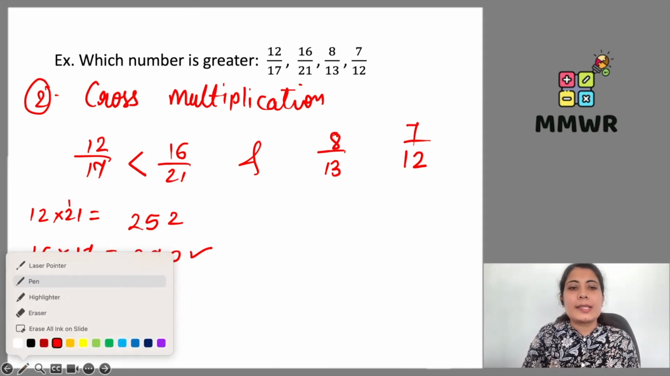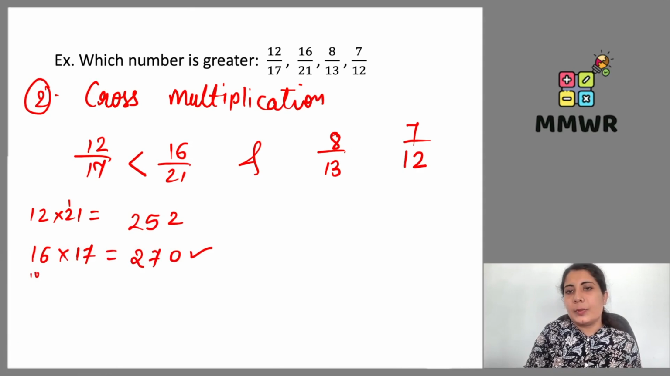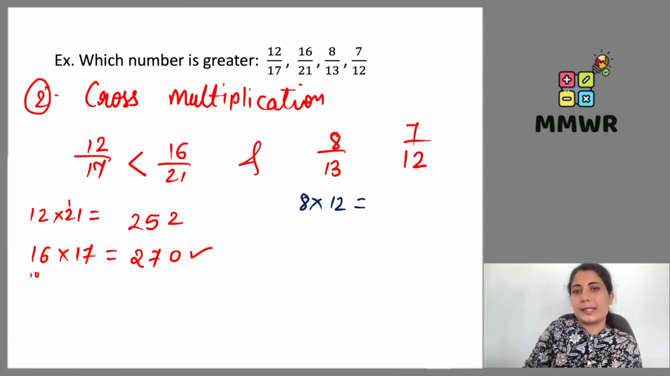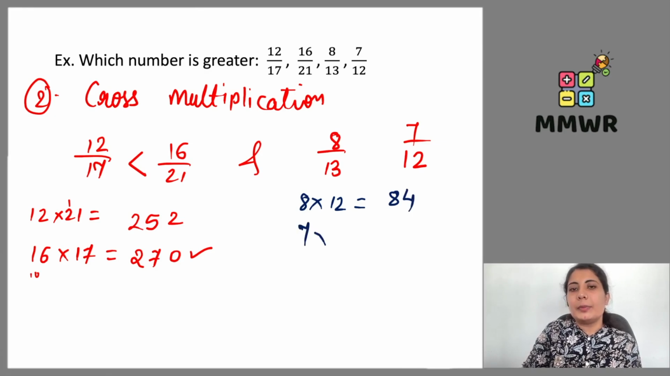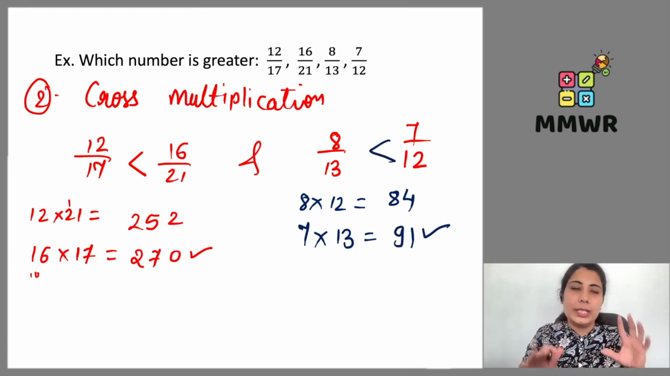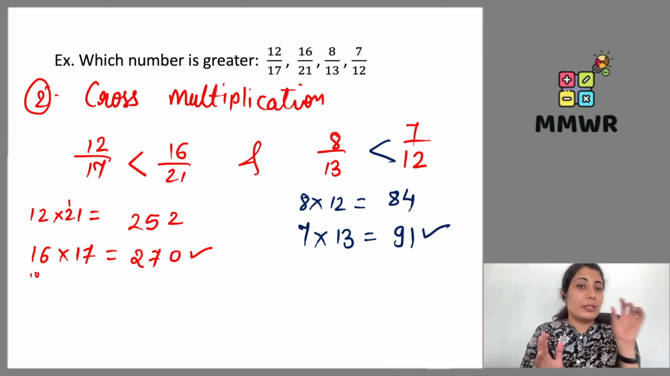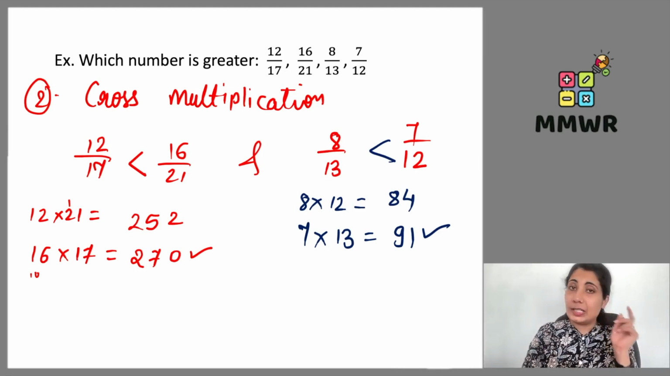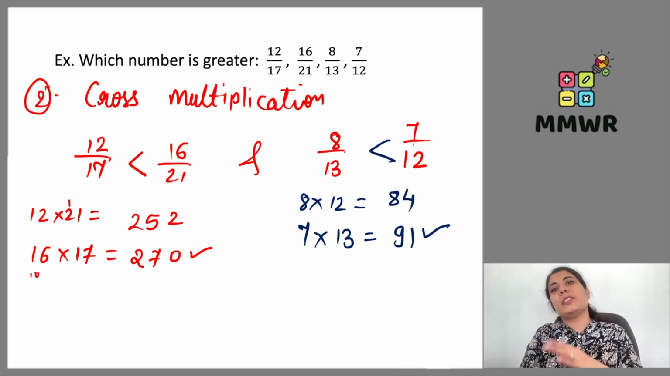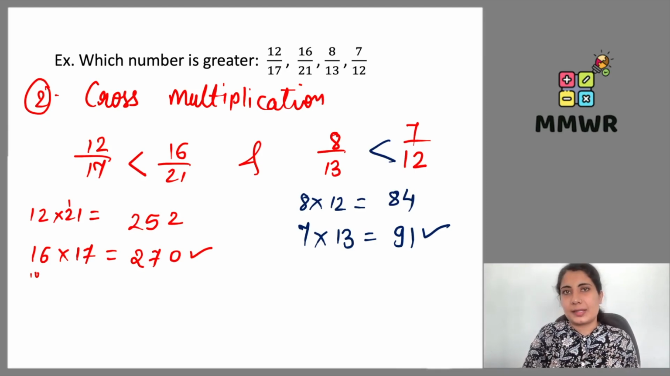Now let's compare the second set, 8 upon 13 and 7 upon 12. This gives us 12 eights are 96, and 7 multiplied with 13 gives me 91. So of course this is the greater one. So in these two sets, from the first set we got to know 16 upon 21 is greater, and 7 upon 12 is greater from the second set.